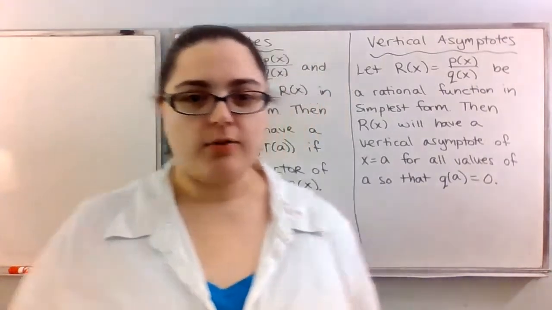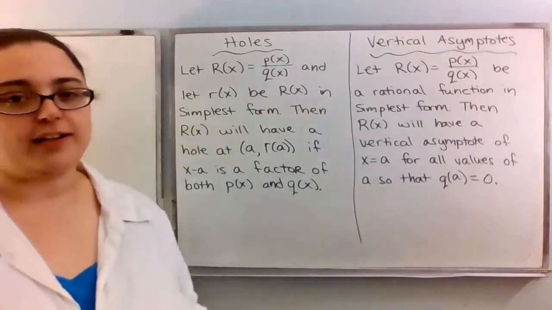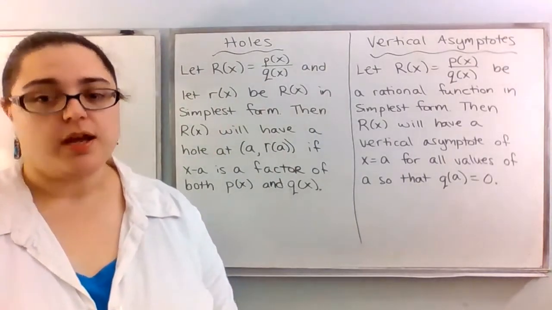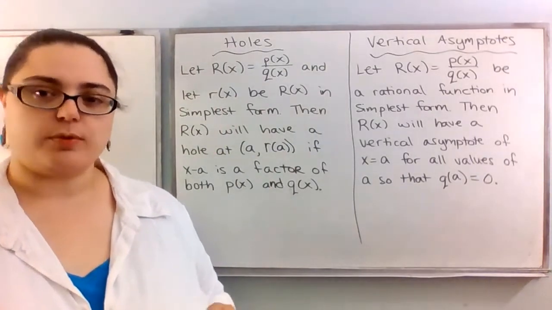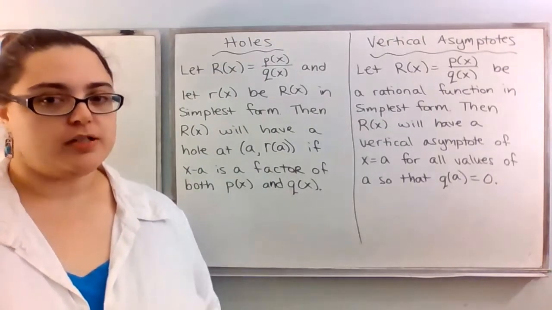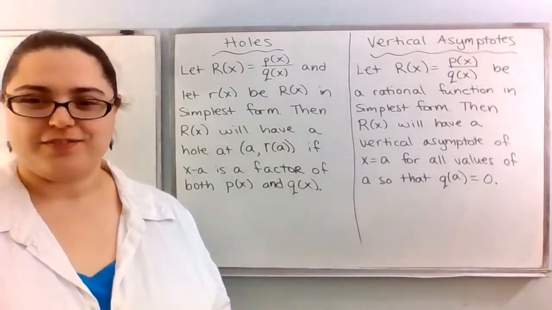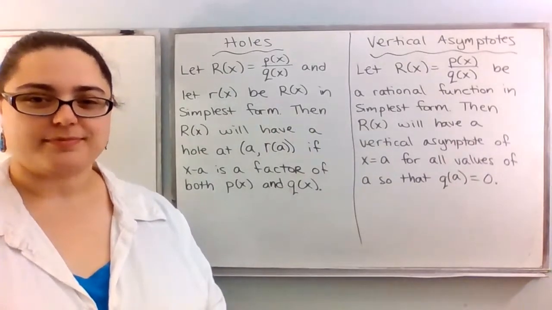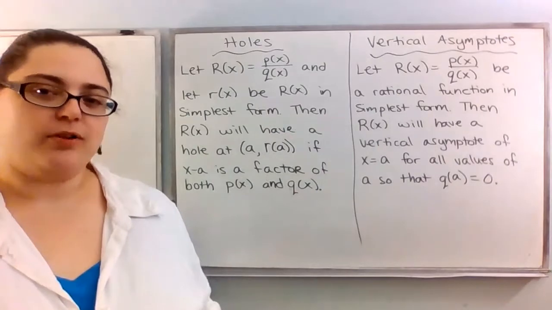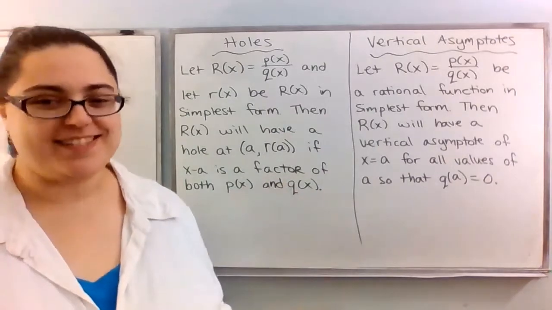So we're going to start out with some guidelines for finding holes and vertical asymptotes because there are similar issues when we find them. So if you'd like to pause the video here and write down these guidelines so you have them in one spot in your notes, feel free to do that. And now let's talk about what this all means.